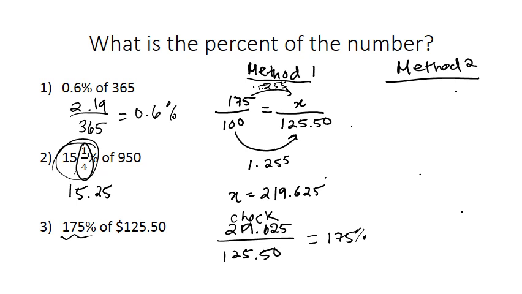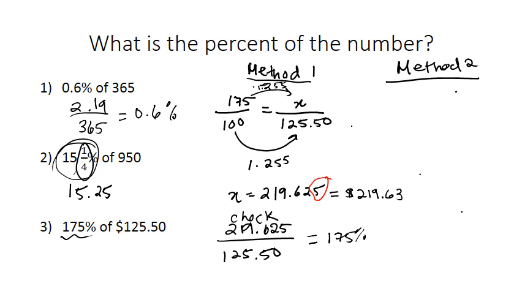Now, we're working with money here. And my answer has 3 decimals, but I know that money should only have 2 decimal places. So I'm going to need to round my answer and get rid of this 5. Now the 5 is greater than or equal to 5. So I'm going to round up. So this is going to be equal to $219.63.